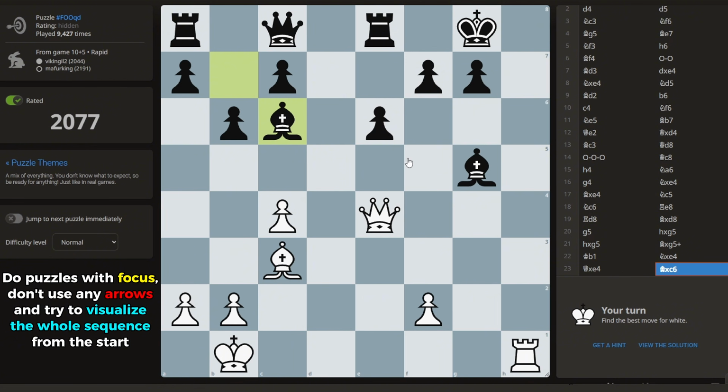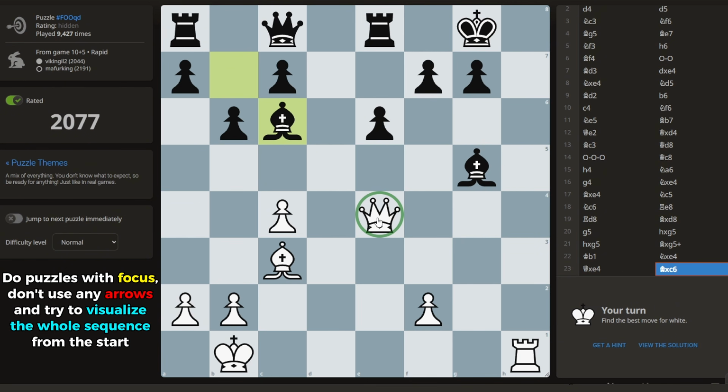And if you're good at visualizing, you're going to be good at calculating as well. So they're not essentially the same thing, but they're very, very much related. And any puzzle can be a calculation exercise. And I will go even further. Any position in chess, no matter how stupid it is, can be turned into a calculation exercise.